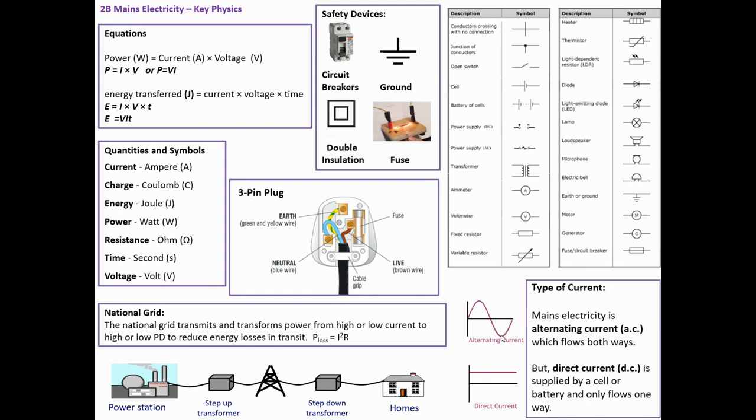You need to know the difference between alternating current and direct current. So AC goes two ways, DC just goes one. So there you go. That's mains electricity, quick summary.